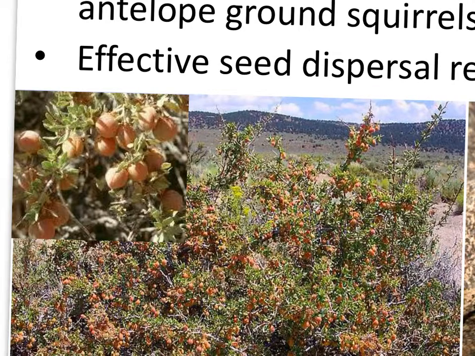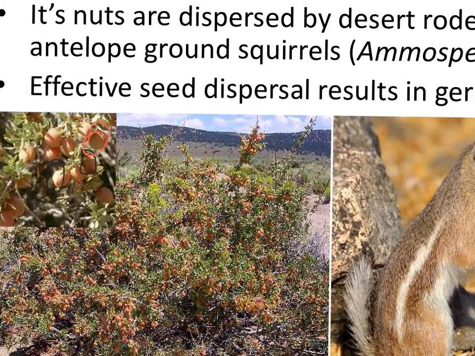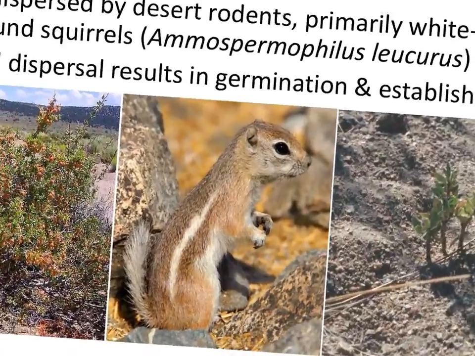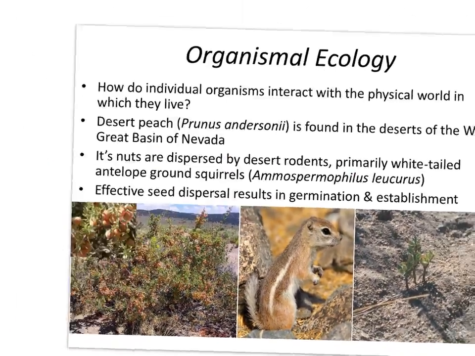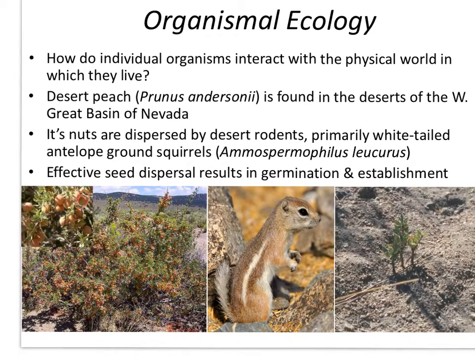Okay, so we have an interaction between that animal and these fruits. Well, anyway, you can see. This is called desert peach. One of the things that I did when I did my PhD was I wanted to know who was dispersing the seeds for this plant.